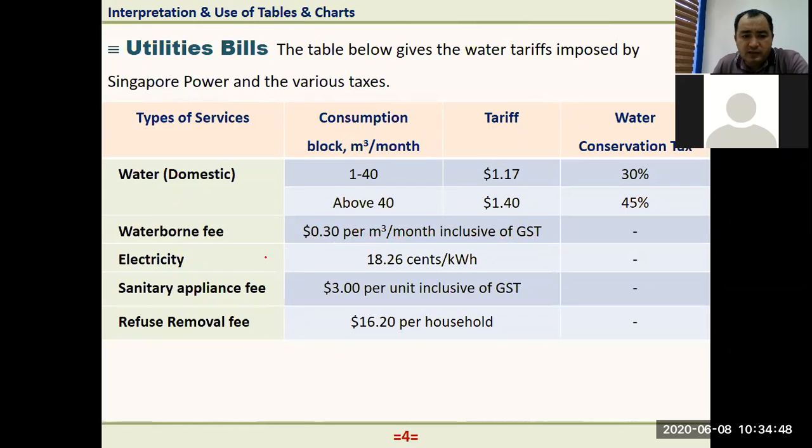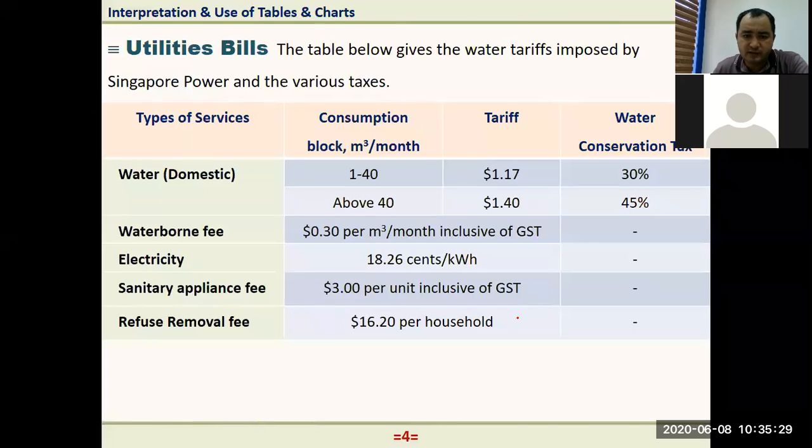Okay. Another one is electricity, 18.26 cents per kilowatt. Okay, this is just a flat rate, it does not change. And after that, the sanitary appliance fee, maybe environment, right? Also, they have to keep it clean. For that, they need workers, they need to give salary to those people. Sanitary appliance fee, $3 per unit, inclusive of GST. So on this service, we are not going to pay GST at the end. But we have to pay extra GST on water, electricity, and refuse removal fee. Okay, this is the table.